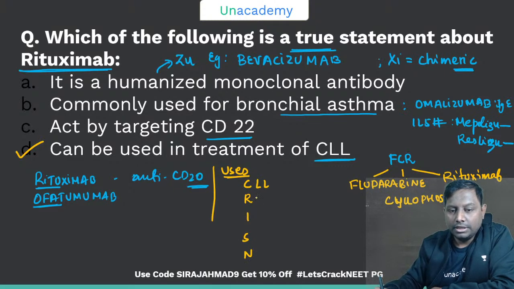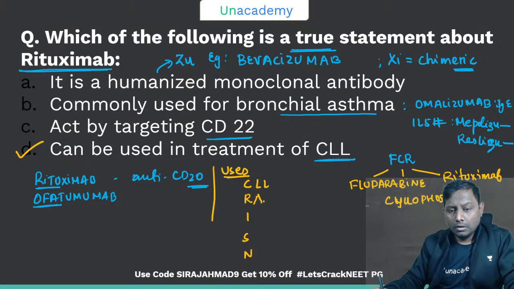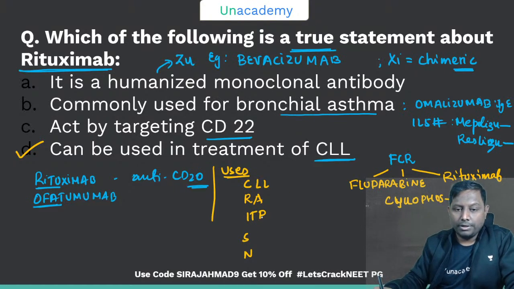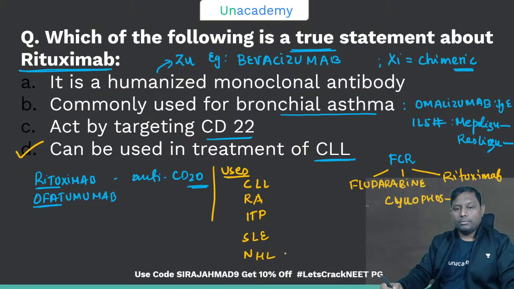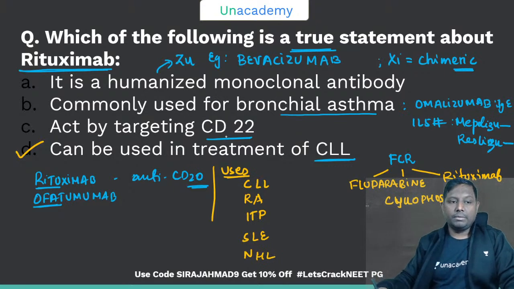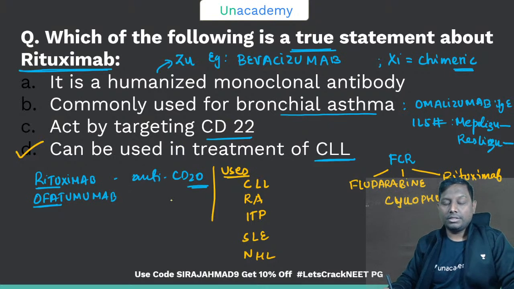Yes, it can be used. It can also be used in CLL, rheumatoid arthritis, idiopathic thrombocytopenic purpura, SLE, and non-Hodgkin's lymphoma. So multiple uses are there. Just remember, it is a monoclonal antibody against the CD20.